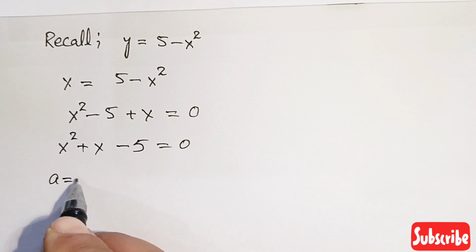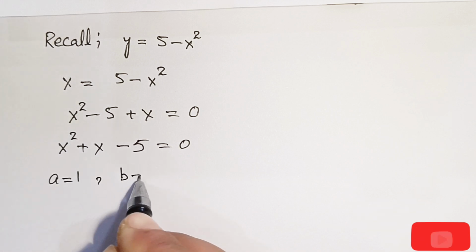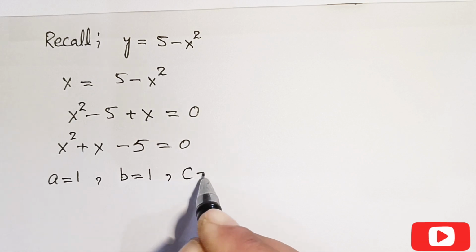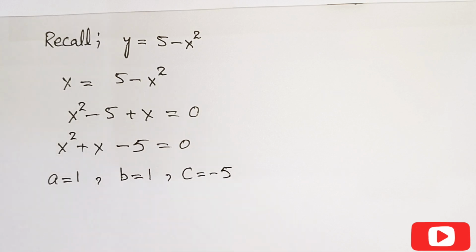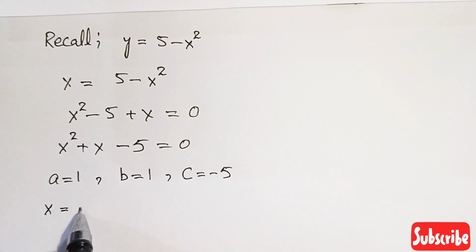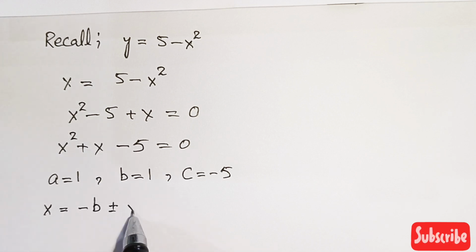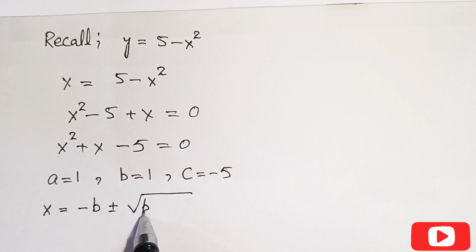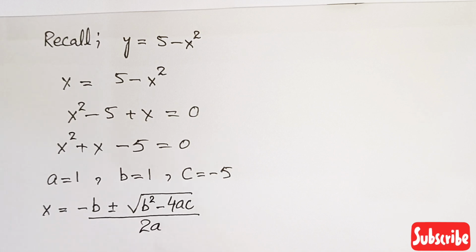So here a is equal to 1, b is also equal to 1, and c is constant, which is minus 5. Now we know that by the quadratic formula, x is equal to minus b plus minus square root of b squared minus 4 times a times c, all over 2 times a.